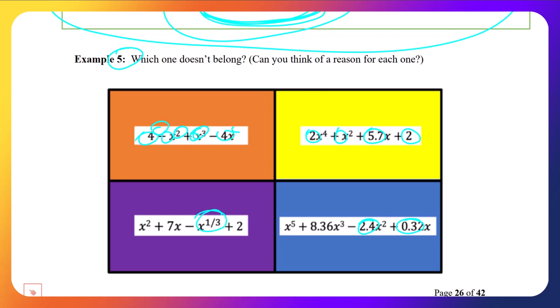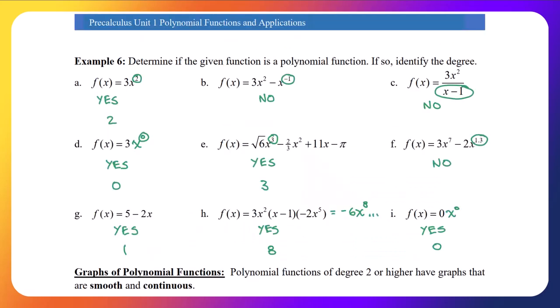And the exponent here is the one that's no good. The other exponents are fine. They are non-negative integers, or whole numbers. So are these polynomial functions? The key again will be the exponents.